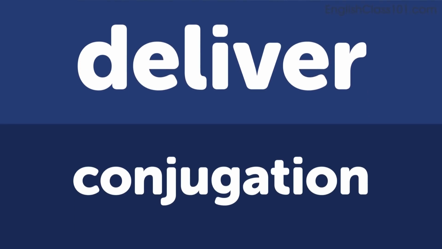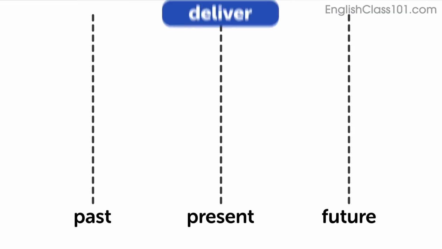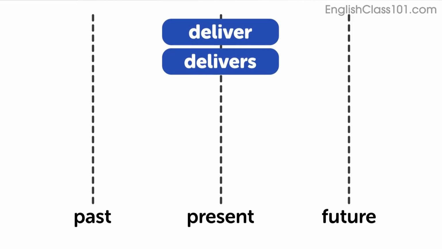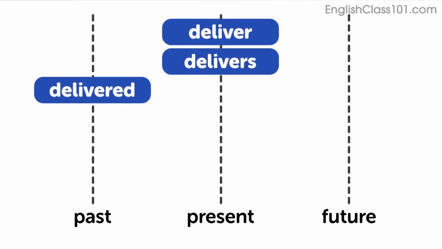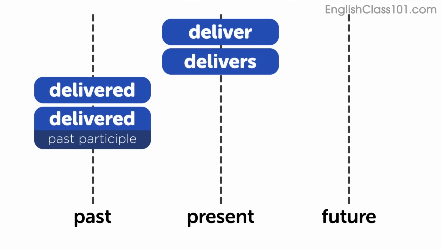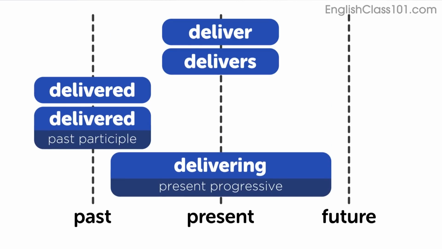Now let's look at the conjugations for this verb. Present, deliver, delivers. Past, delivered. Past participle, delivered. Progressive, delivering.